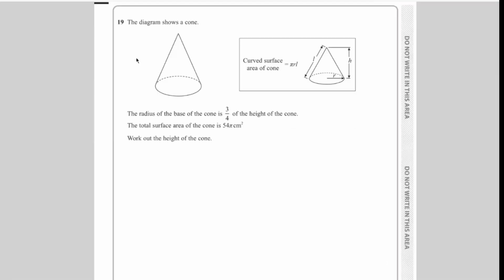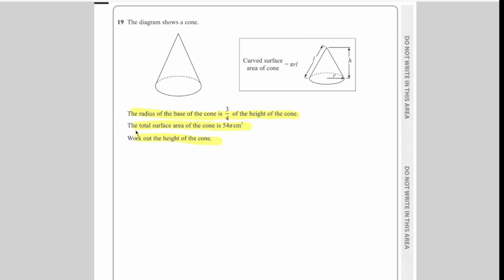Question 19. The diagram shows a cone. The radius of the base of the cone is 3/4 of the height of the cone. The total surface area of the cone is 54π square centimeters. Work out the height of the cone. We need to get the height of the cone.